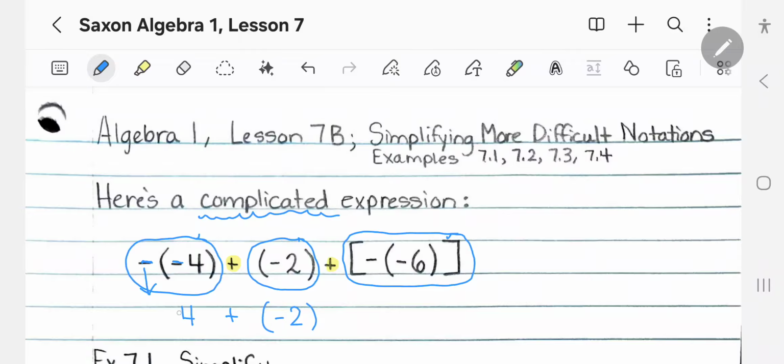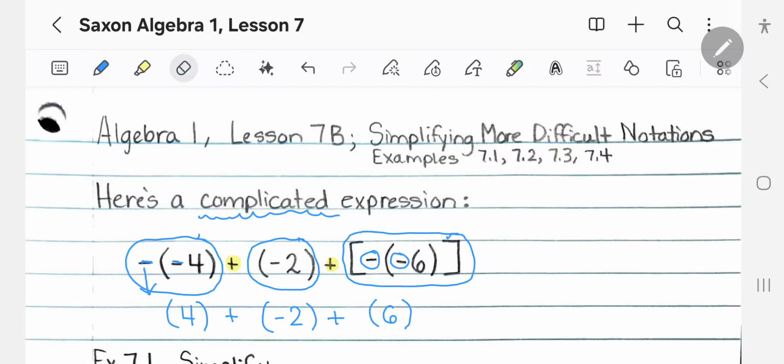And you can put this in parentheses if you want. It helps you to see it's something separate being added. And then I'm going to add here. Let's think about this. This is the opposite of negative 6, which would just be positive 6.